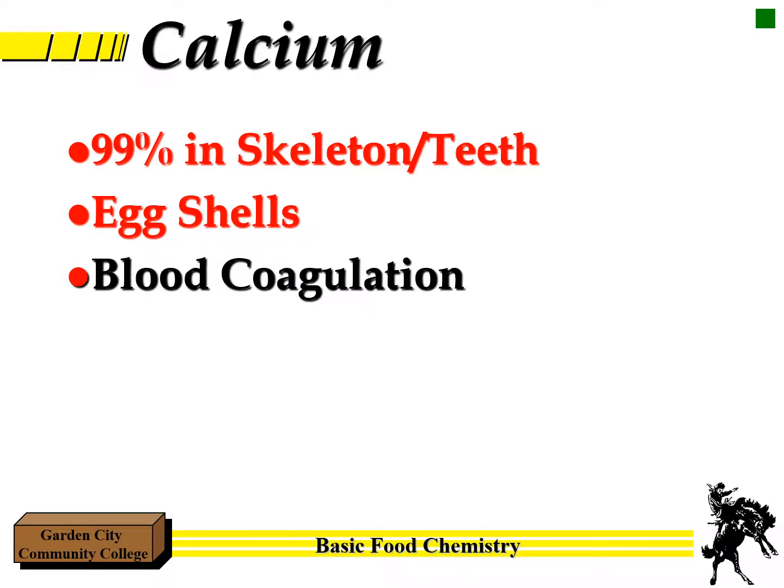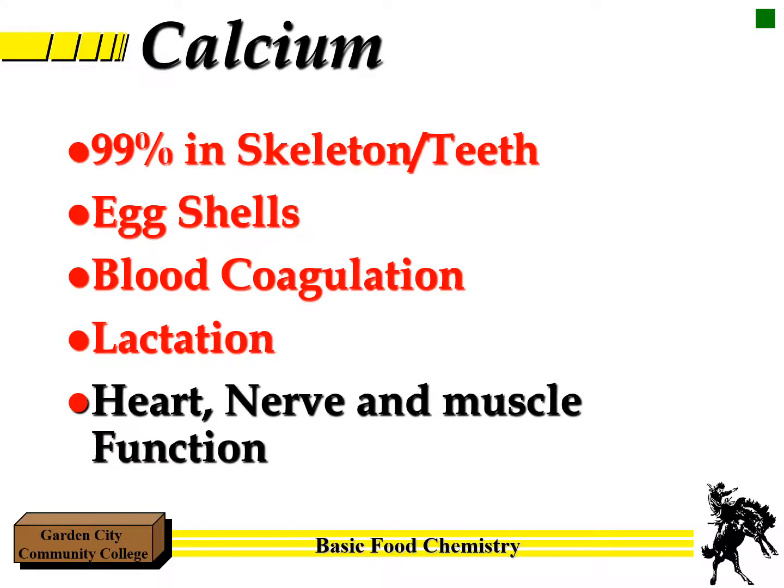It also helps a little bit with blood coagulation, working a little bit with vitamin K, which we'll talk about in subsequent chapters. Obviously, it's a big component of milk, so it has a lot to do with lactation. There's also a calcium pump that's used in muscle tissue, so for actual muscle function, in terms of contraction, there's a big requirement for calcium. So not only your nervous system and muscle function, but also your heart as well.